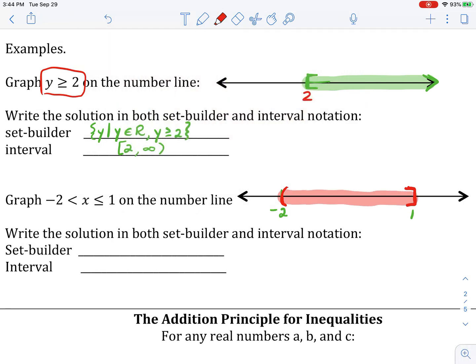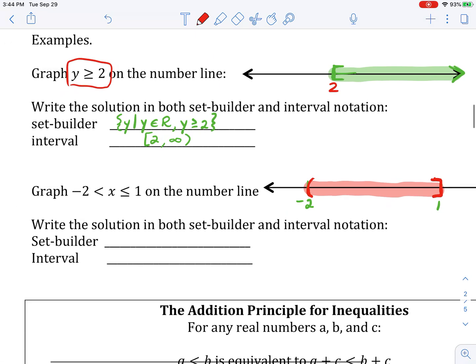Shade in between. Now, what does that look like in set builder notation? Well, it's the set of x's such that x is an element of the real numbers, and x is between -2 and 1, but not including -2. In interval notation, that's much simpler. It's a soft bracket at -2, comma, 1, hard bracket.